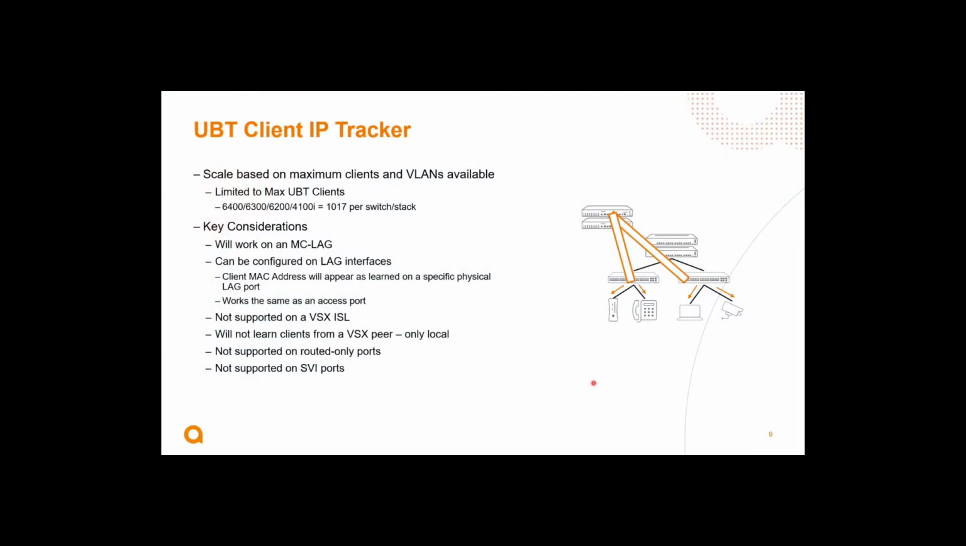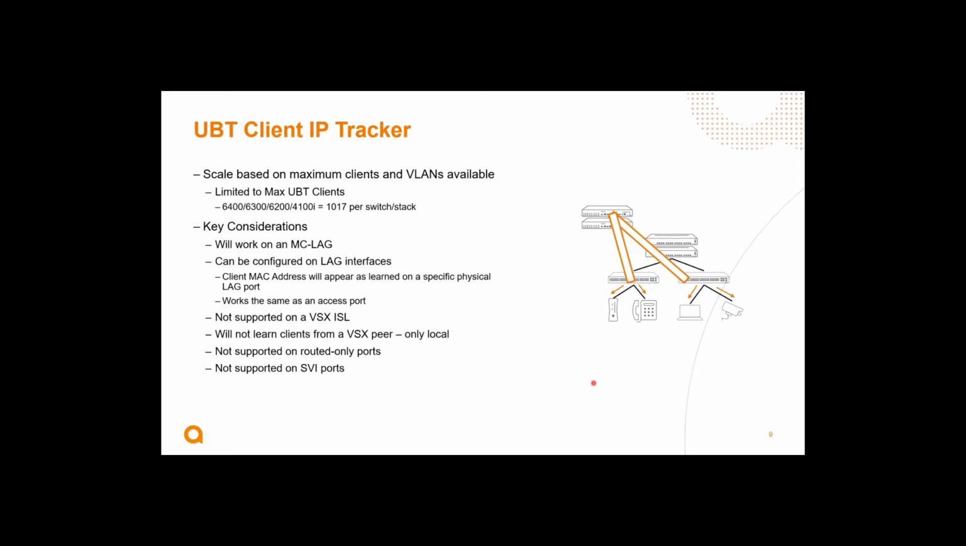So now next, let's talk about the client IP tracker for user-based tunneling. The scale for this is limited to the max number of tunneled clients, which for the 6400, 6300, 6200, and 4100i is 1,000 per switch or stack. Some of the key considerations for this: it'll work on an MC-LAG.